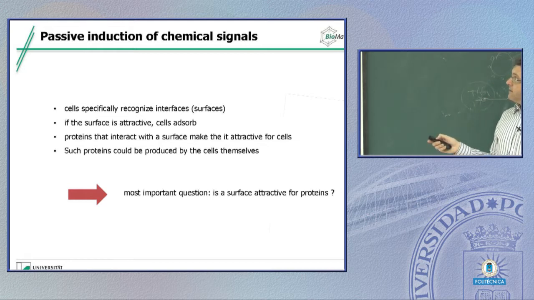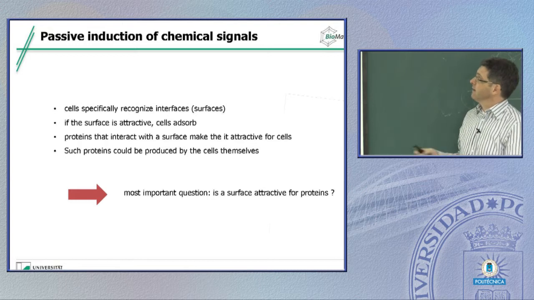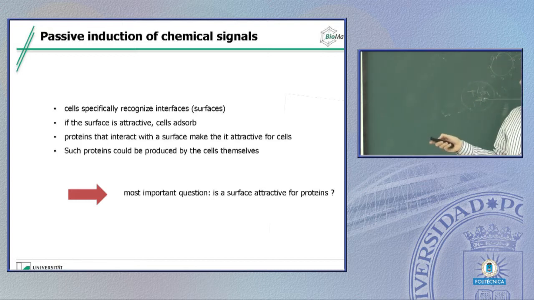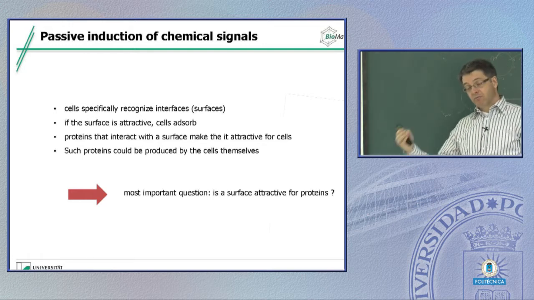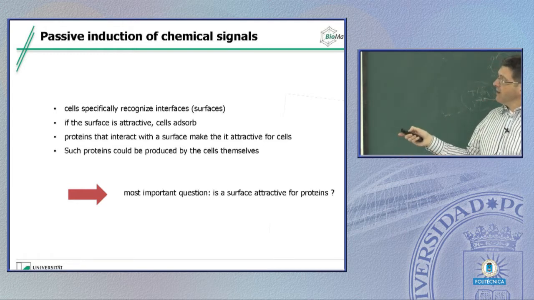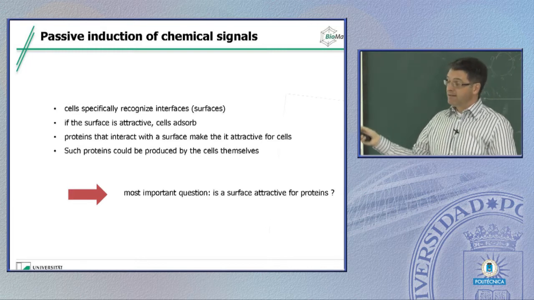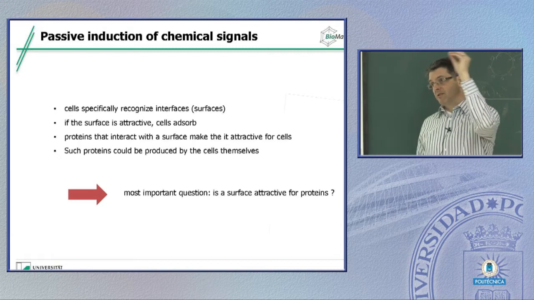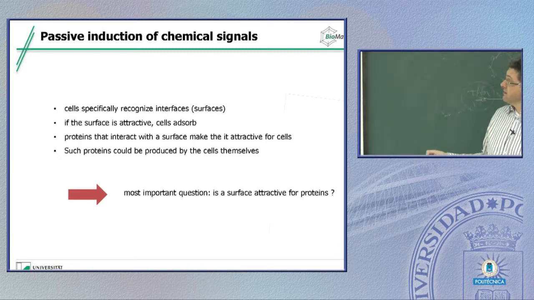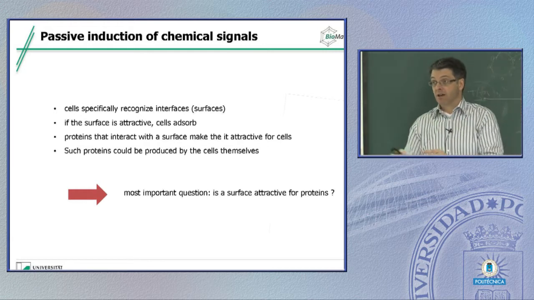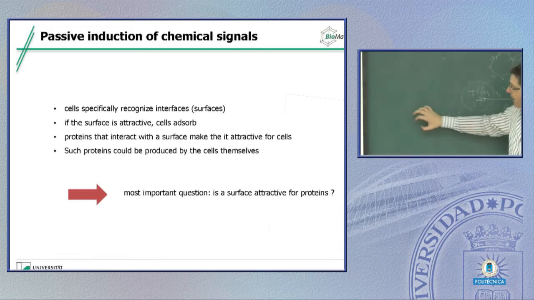Well, cells specifically recognize interfaces, meaning a surface. And if the surface is attractive, a cell adsorbs. But it's never, as I said, directly adsorption to the surface. Cells typically adsorb to proteins. So therefore, actually, it's a matter of fact if a surface or an interface is attractive for proteins. If it's attractive for proteins, it will be attractive for cells. So proteins that interact with the surface, of course, make it then attractive, and these proteins can even be produced by the cells themselves. So it could be collagen, for instance. So a fibroblast swimming along a surface is producing instantaneously collagens.